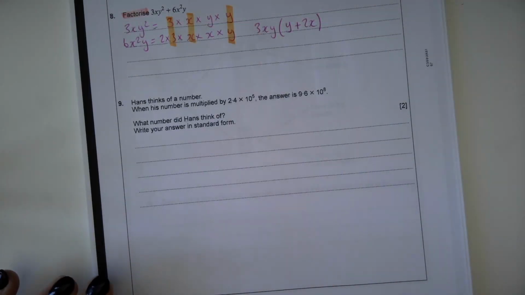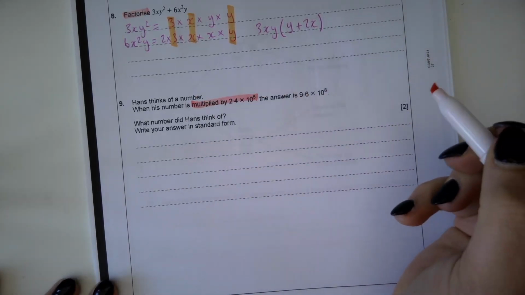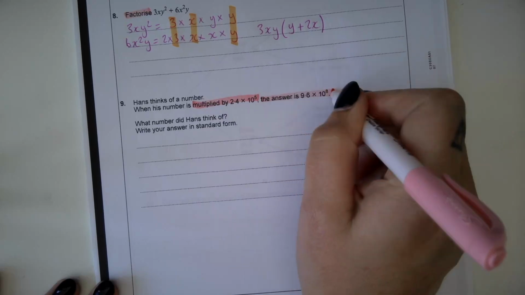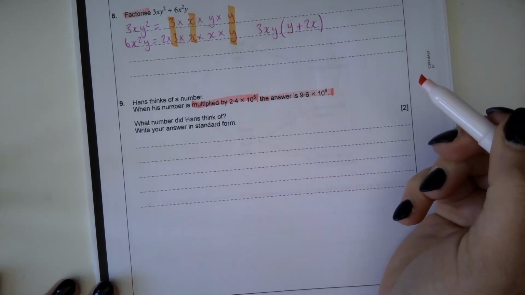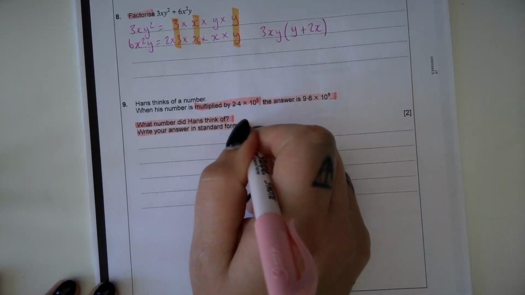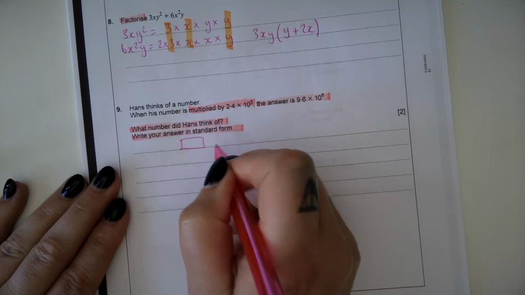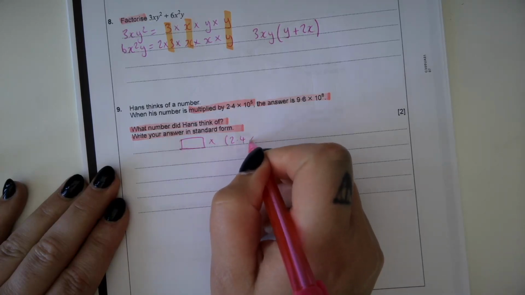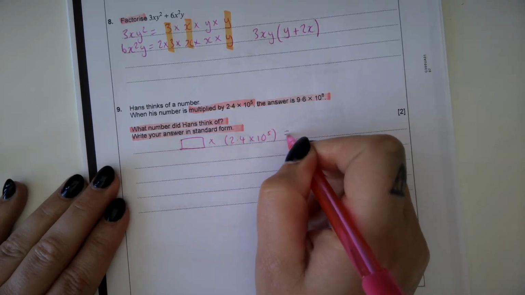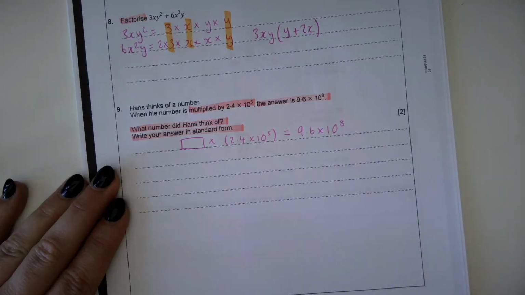Question 9. Hans thinks of a number. When his number is multiplied by 2.4 times 10 to the power of 5, the answer is 9.6 times 10 to the power of 8. What number did Hans think of? Write your answer in standard form. So what's happened here is we've had something multiplied by 2.4 times 10 to the power of 5, and it's given an answer of 9.6 times 10 to the power of 8.